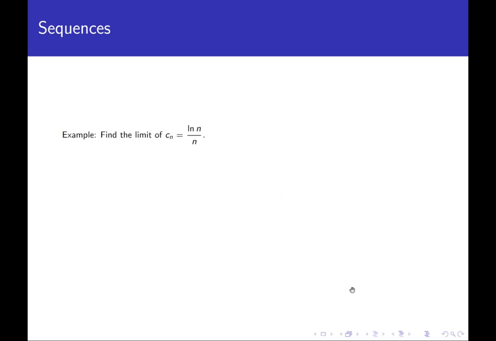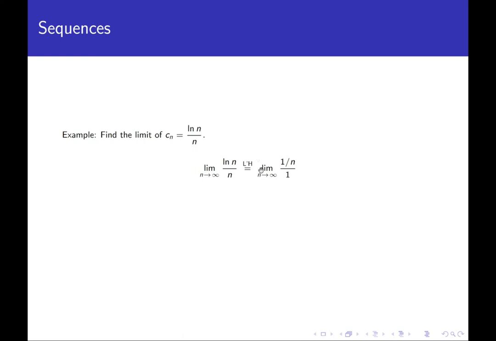Let's do another one here. Let's look at the limit of c sub n equals log n over n. All right, so we can't really do the same thing we did before because it's not a polynomial on top, but we do remember using L'Hopital's rule back in Calculus 1. Notice that as n goes to infinity, the top and the bottom go off to infinity, so that is an indeterminate form. And that is the right indeterminate form, infinity over infinity. So we can use L'Hopital's rule to evaluate the limit.